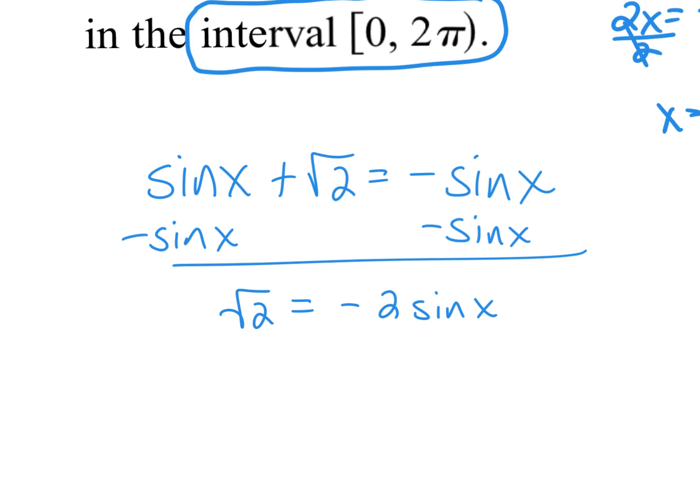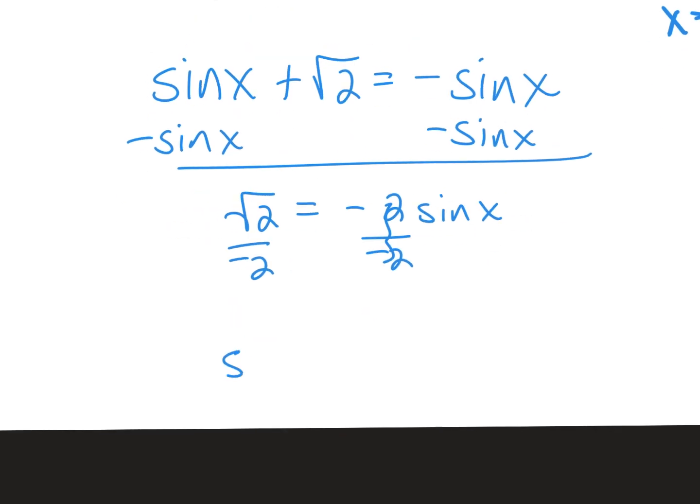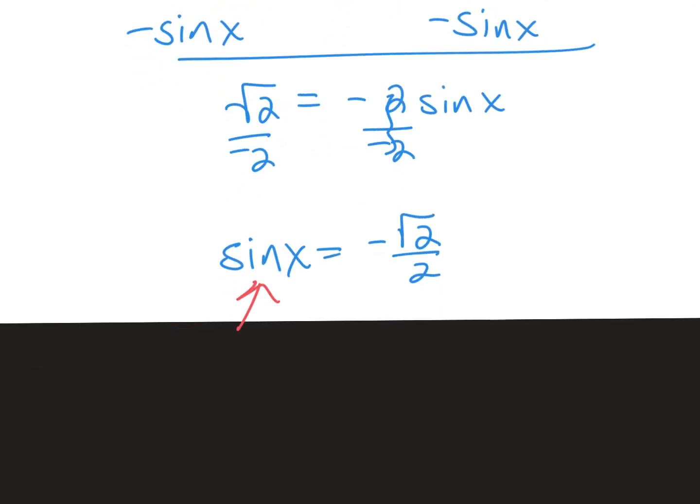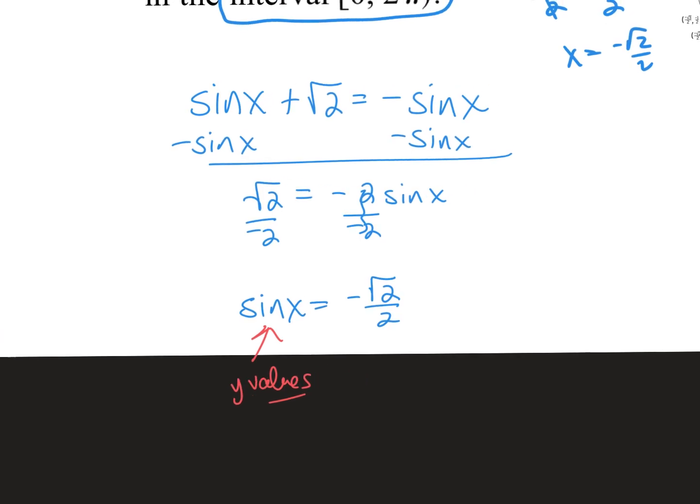I divide by -2. Perfect. So this is the sine of x equals negative square root of 2 over 2. That's not your answer. I want to know what angle that's representing. What is sine? Y values. So you're going to go to the unit circle and find all of the y values that are negative square root of 2 over 2.